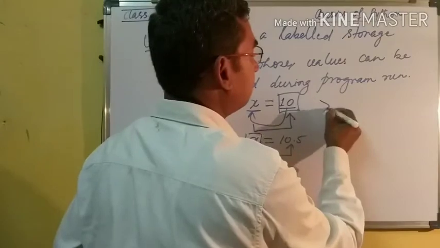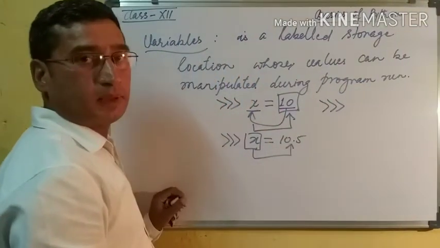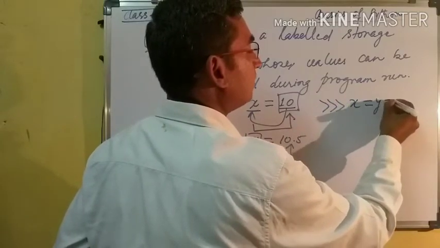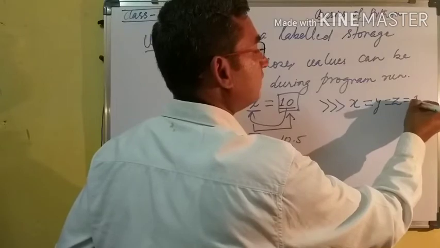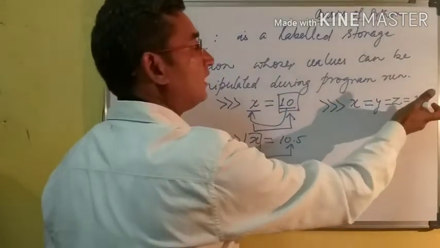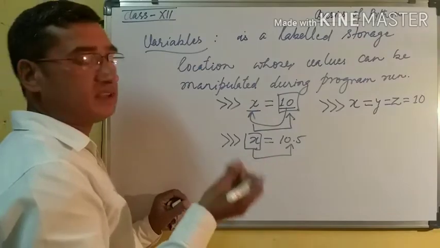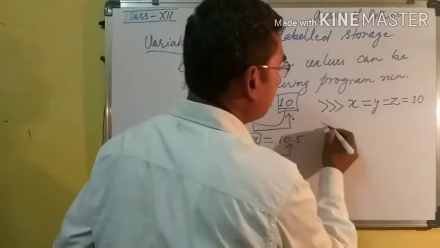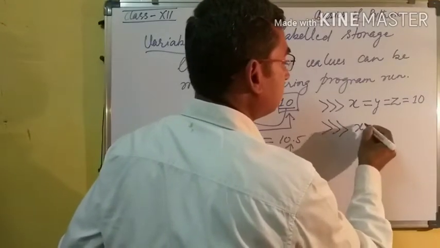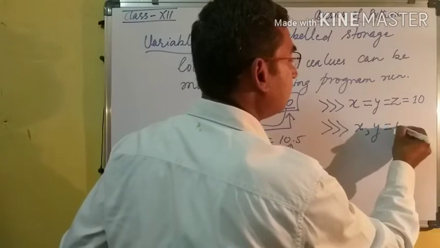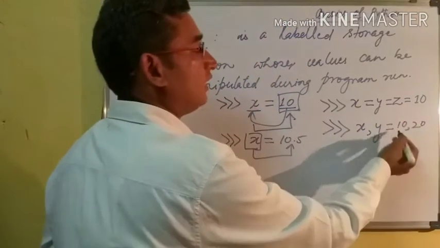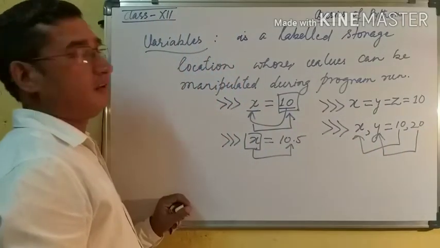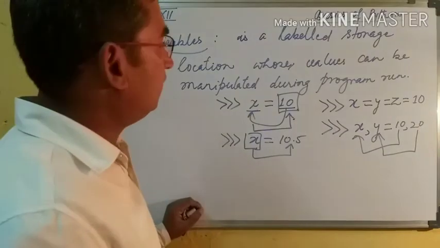You can assign the same value to multiple variables like this. Suppose x is a variable, y is a variable, z is a variable, and this 10 will be assigned into x, y, and z. All three variables, means the same value will be assigned into x, y, and z. You can assign multiple values to multiple variables also. Means x, comma y, if you have written 10, comma 20, then the value 10 will be assigned into this x and the value 20 will be assigned into this y. In this way you can create a variable in Python.